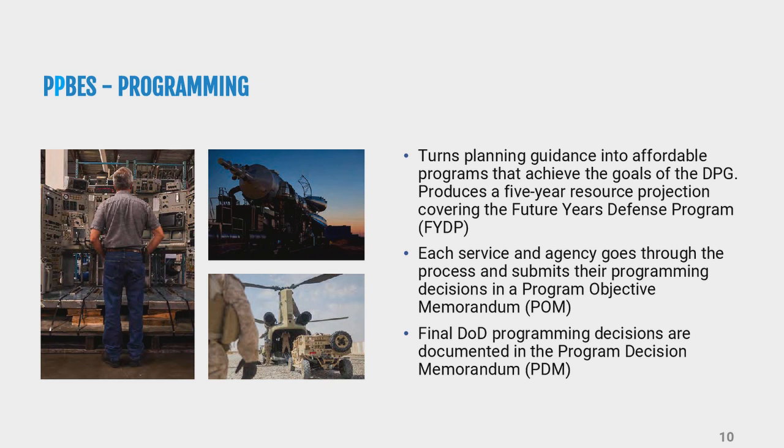So, programming. Programming is the first major effort that turns those strategic documents and the guidance into a process that becomes executable programs. The most common document that you'll hear referred to is the Program Objective Memorandum, or POM. That is the process that allocates resources across a six-year period, including the current budget year, for programs across the department. The final programming decisions that are made in the POM process are documented in a Program Decision Memorandum, or PDM. Next slide.